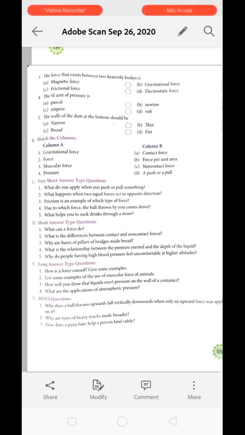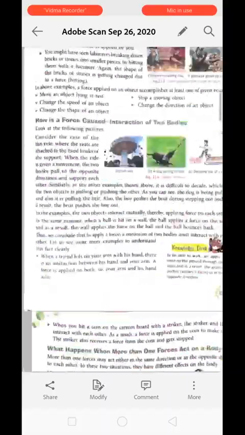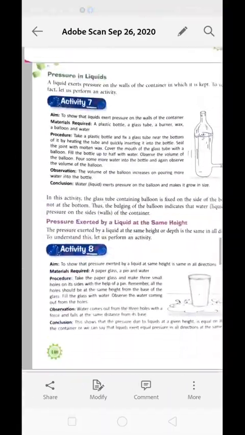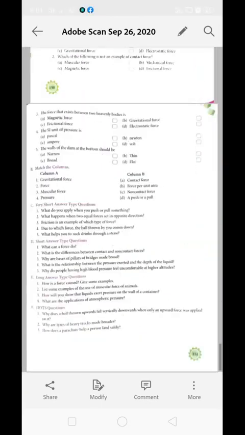Okay, next is, how will you show that liquid exerts pressure on the wall of the container? For that you have to write what? You have to write the activity. Activity number 7. You have to write activity number 7. Okay, next question.